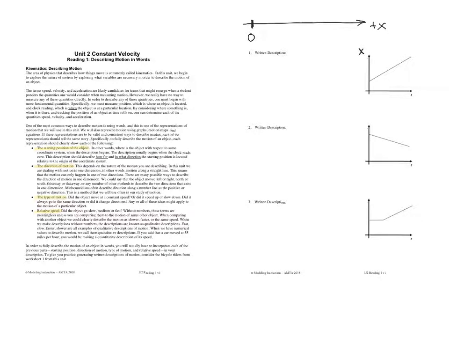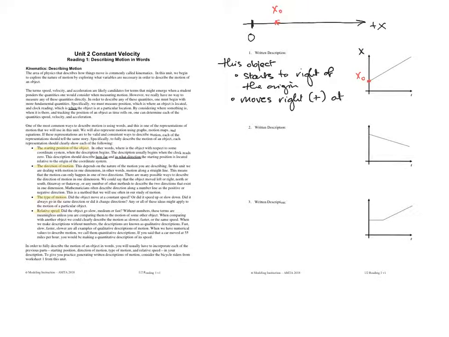All right. So this object starts to the right of the origin, right? Because if you check out where it is here, this location is like here on the coordinate axis. And it moves to the right, if you want to say that's the positive direction, at constant, say medium speed.